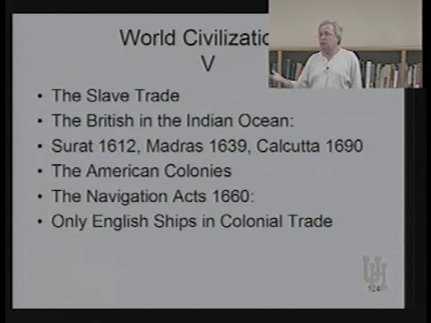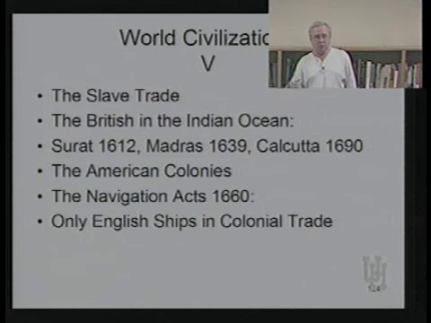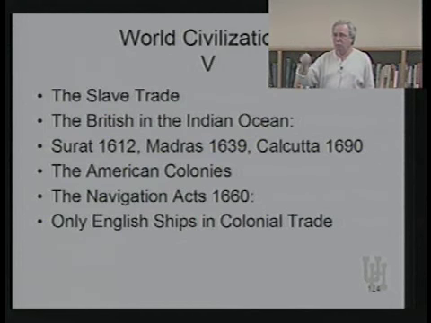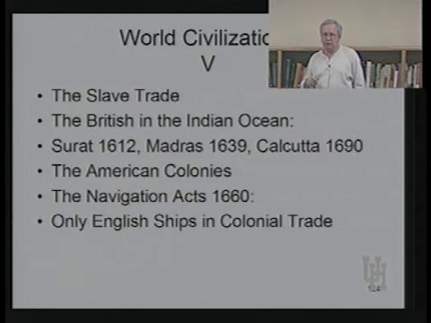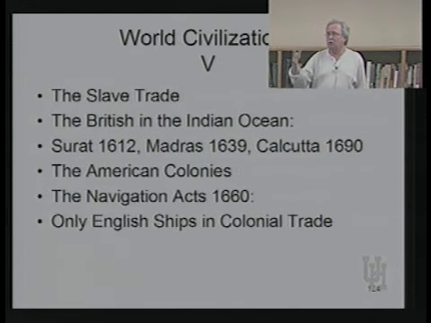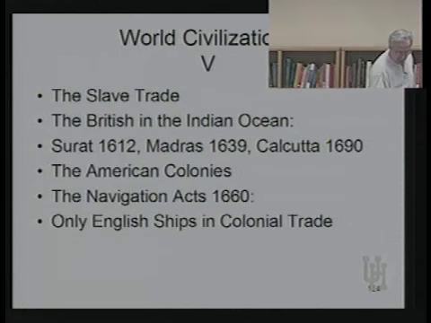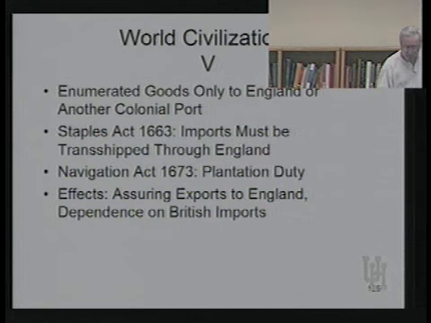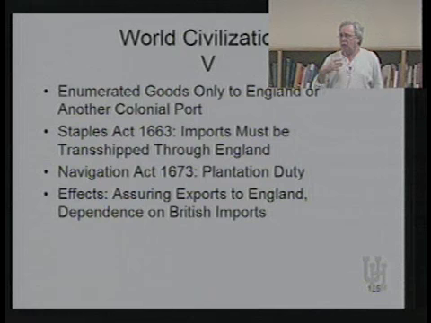One way of excluding foreigners, because obviously foreign merchants, whether they're French or Dutch or whomever, and they were 2 of the major trading rivals of the British in the Atlantic, Dutch and French traders are not going to be operating British vessels. They wouldn't be allowed to. So it was one way of excluding these other powers in the trade with the American colonies. Another restriction was the establishment of enumerated goods.